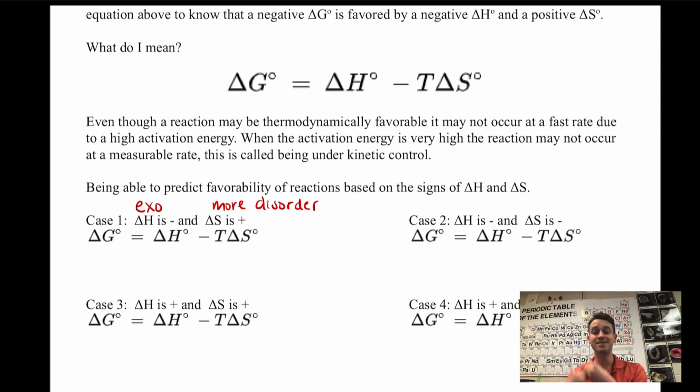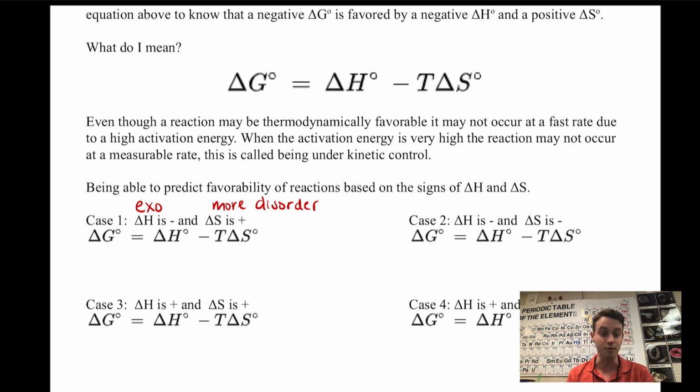Having a positive delta S is also going to make a reaction more favorable. You can think about that: if disorder is increased in our products, then a reaction is going to be more favorable. Think about the second law of thermodynamics there, which says that going towards greater disorder in the universe is always going to be favored.